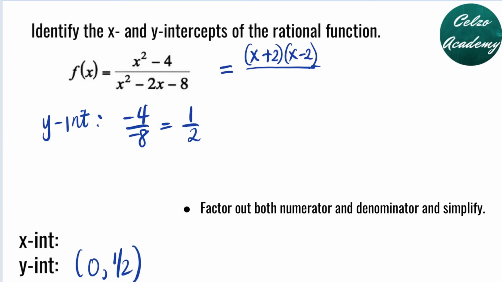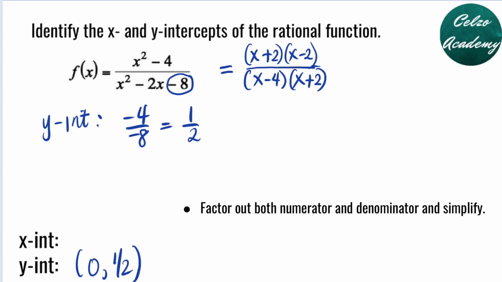For the denominator x squared minus 2x minus 8, we need to find factors of negative 8 that will give us a sum of negative 2. What do you think are the two numbers that multiply to negative 8 and add up to negative 2? It's negative 4 and positive 2. Negative 4 times 2 is negative 8, and adding up negative 4 and 2 will give us negative 2. So the factors of the denominator are x minus 4 and x plus 2.